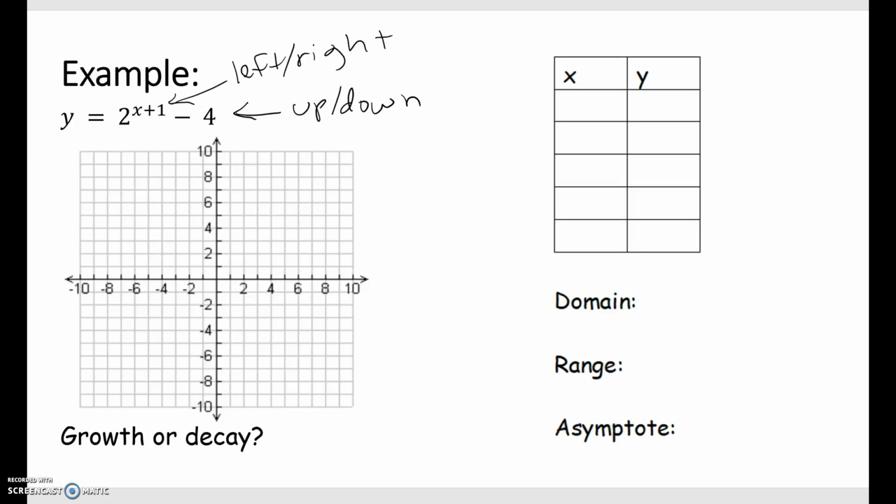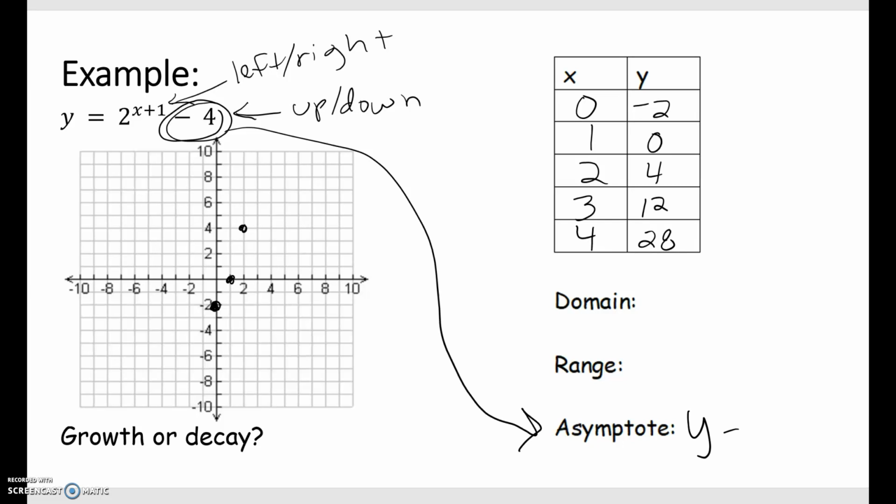Okay, so for this function, my points look a little bit different. I've got (0, -2), (1, 0), (2, 4), (3, 12), and (4, 28). I'm going to do my best to graph as many of those points that will fit on my graph as possible. Looks like I'm going to be able to get about 3 of them on there. And looking at how I moved my graph, using that negative 4 is going to give me the asymptote of my graph. So I'm not going to be able to go below that negative 4 line, that y equals negative 4. So there's a rough sketch of my graph.